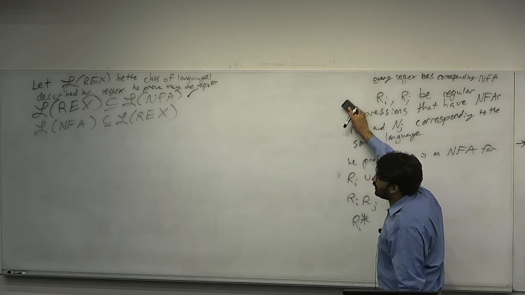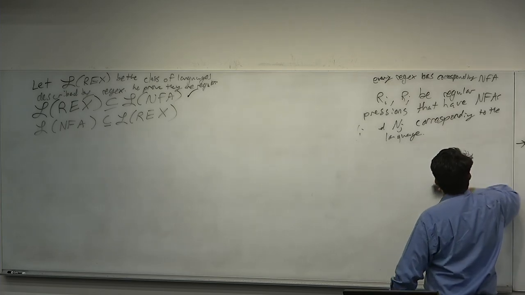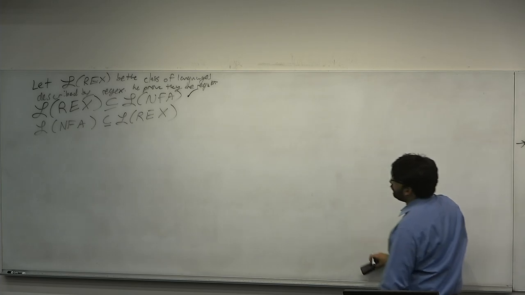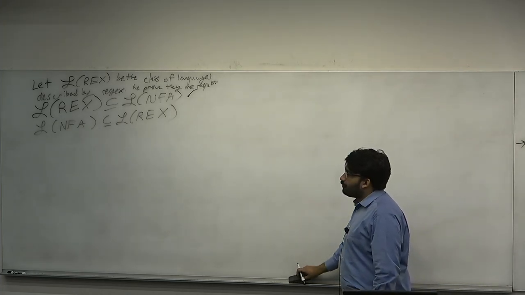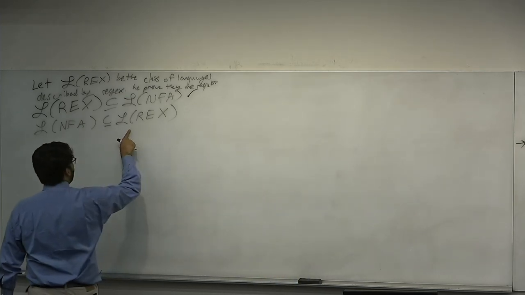We showed that the regular expressions are not more powerful than NFAs. Now we want to show that the NFAs are not more powerful than regular expressions. By doing a double set containment, we've proved that they're equal. Now, there's two classic proofs of conversion of an NFA into a regular expression.